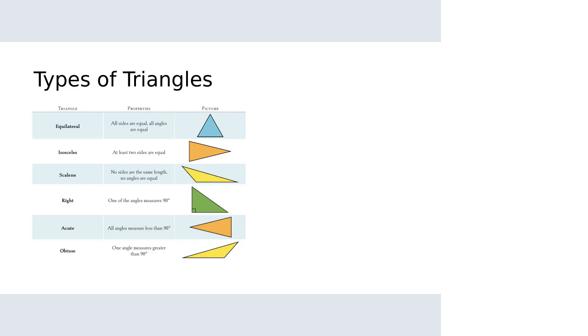In a similar way that there are different characteristics that go with different quadrilaterals, there are different characteristics that go with different triangles. And here's a bunch of different types of triangles that we're going to talk about. The first triangle that we're going to talk about is an equilateral triangle. In an equilateral triangle, all sides are equal and all angles are equal. So all three sides are equal and all three angles are equal.